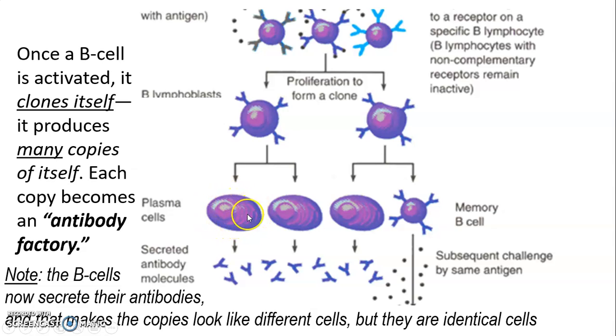This stuff represents rough endoplasmic reticulum, because rough endoplasmic reticulum is the stuff that makes proteins. Antibodies are proteins. So why do these have lots of rough ER? Because they're going to make tons and tons of antibodies, and they're just going to basically become antibody factories, producing a million bajillion antibodies and secreting them into your body fluids so that your body has literally millions of antibodies floating around.